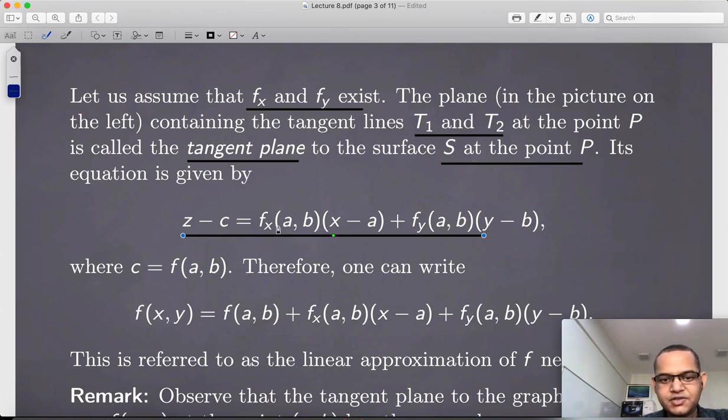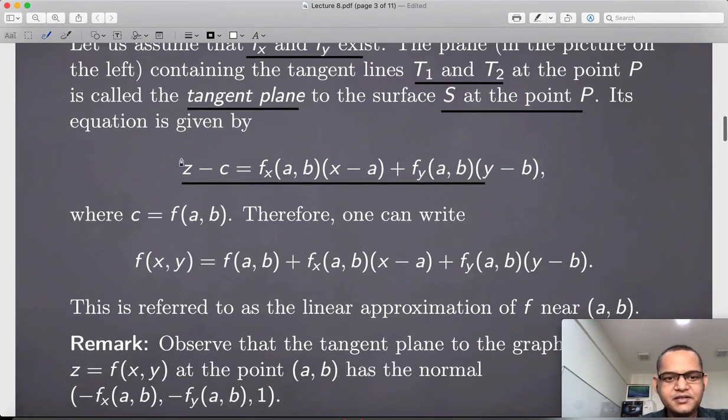Okay, so you see that this is the slope of the tangent t2, and this is the slope of the tangent t1. So when you write down the equation of the plane, what you just need to do is go back and write down the equation of the plane, and try to see that the constants here are going to be given by these partial derivatives. Okay, all right. And often this z is written as f of x comma y, and the c was f of a comma b. So if you write it in this fashion, you get this expression.